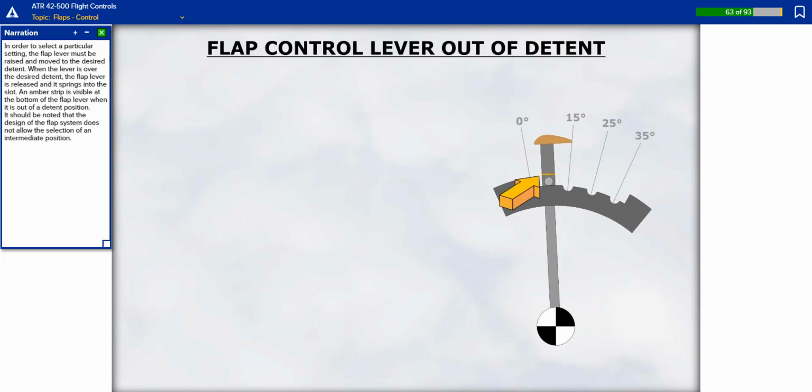In order to select a particular setting, the flap lever must be raised and moved to the desired detent. When the lever is over the desired detent, the flap lever is released and it springs into the slot. An amber strip is visible at the bottom of the flap lever when it is out of a detent position. It should be noted that the design of the flap system does not allow the selection of an intermediate position.